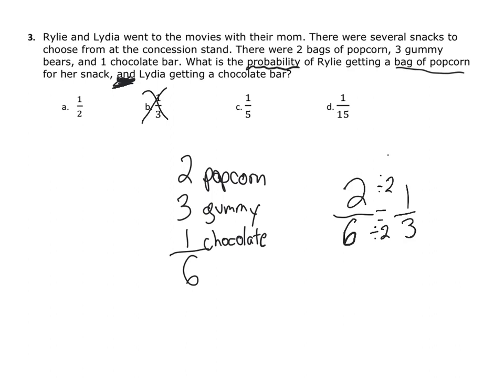Now let's continue. We took away that popcorn, so now there's only 1 popcorn. Riley has the other one. Since there's only 1 popcorn, our total number goes down to 5. So now we need to do another proportion because Lydia wants a chocolate bar now. So there's 1 chocolate bar out of now 5 total items. Remember, when we use the word and up here, that it is multiplying. So we now need to multiply the two probabilities to get 1 times 1 is 1, 3 times 5 is 15. 1 over 15.